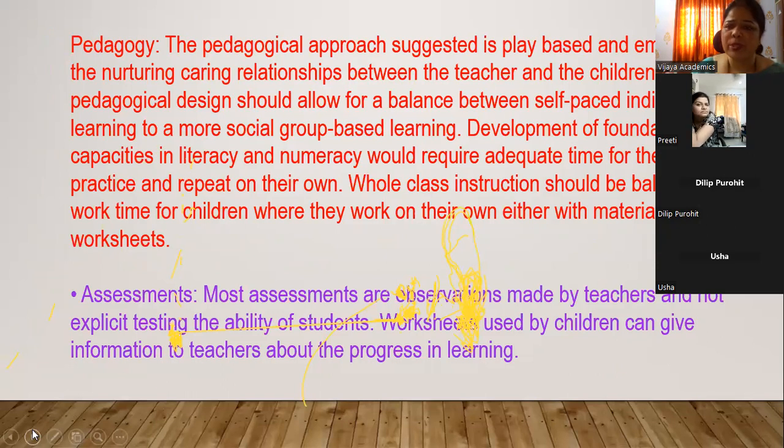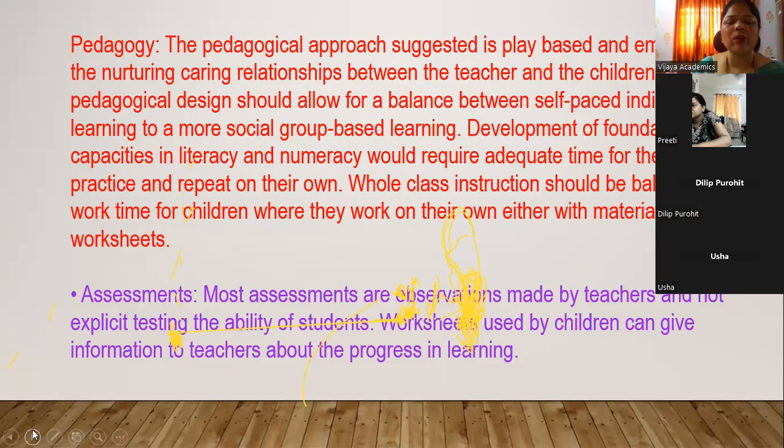The pedagogical approach suggested is play-based and emphasizes the nurturing, caring relationship between the teacher and the children. The pedagogical design should allow for a balance between self-paced individual learning and more social group-based learning. Development of foundational capacities in literacy and numeracy will require adequate time for the child to practice and repeat on their own. Whole class instruction should be balanced with the work time for children where they work on their own, either with materials or with worksheets.